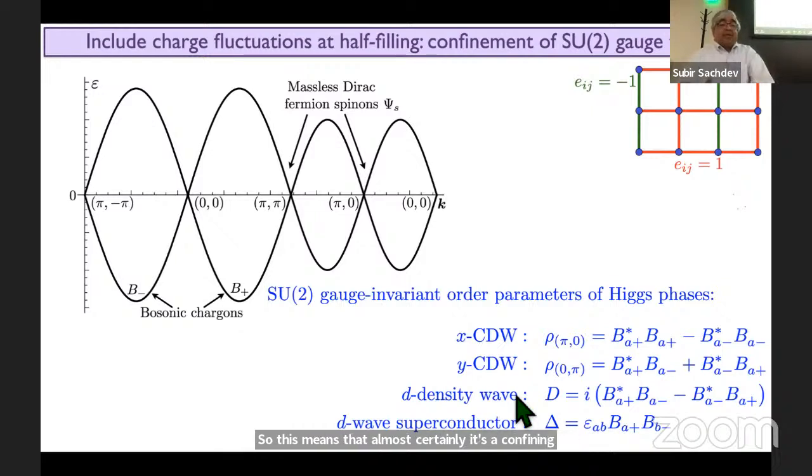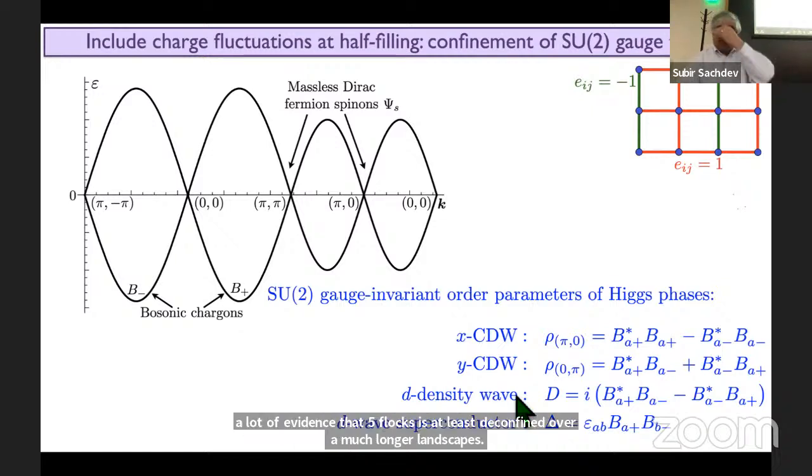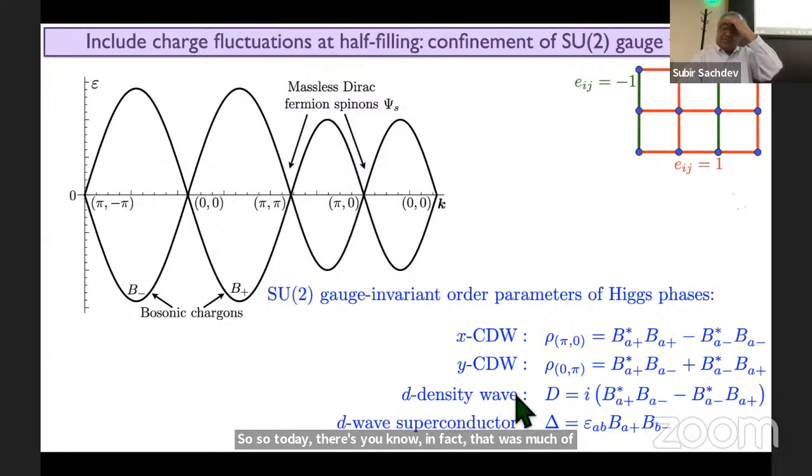On the other hand, the pi-flux being an SU2 gauge field has no monopoles. And I think there's a lot of evidence that pi-flux is at least deconfined over much longer length scales. So today, in fact, that was much of the motivation for this work: we really should go back to the pi-flux. The staggered flux is not, I believe, the right starting point.